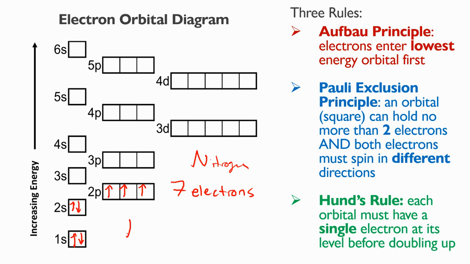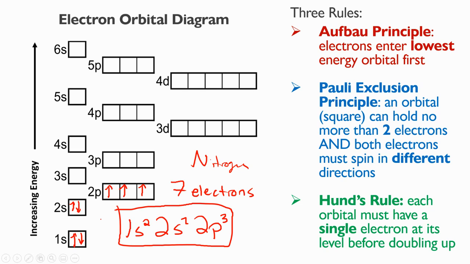Well, I've got 2 in my s orbital at the first energy level, 1s2. I've got 2 in my s orbital at the second energy level, 2s2. And I've got 3 in the p orbital at the second energy level, so 2p3. So this is my electron configuration for nitrogen.